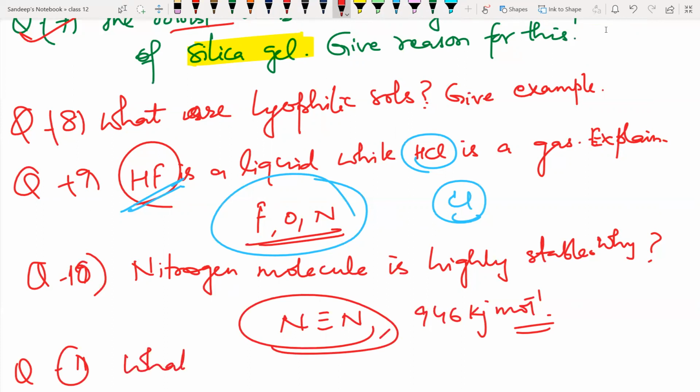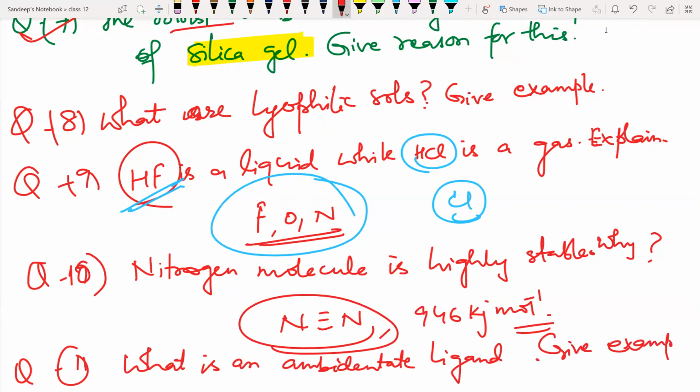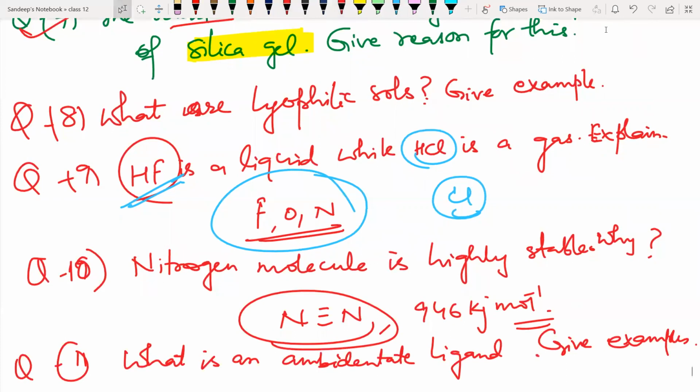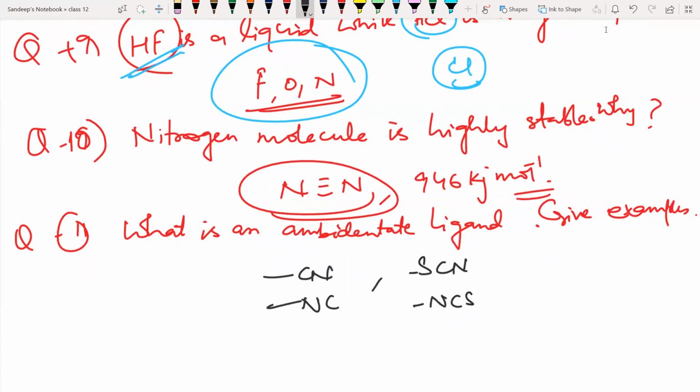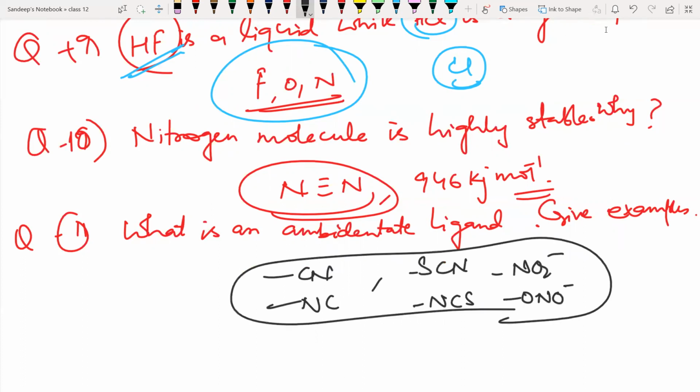What is an ambident ligand? Those ligands which are capable of ligating through different atoms are called ambident ligands, like cyanide, isocyanide, thiocyanato, isothiocyanato, nitrito-N, nitrito-O. You have read these in coordination chemistry. So these are examples of ambident ligands.